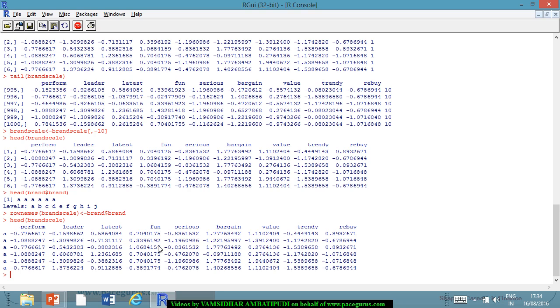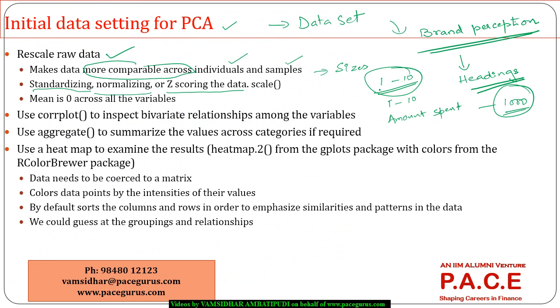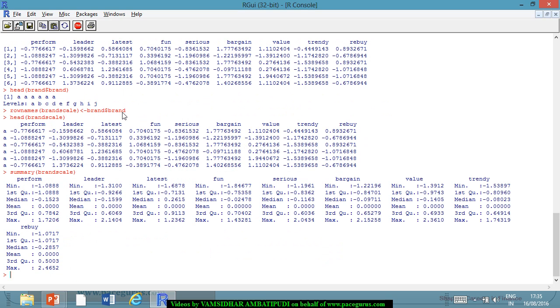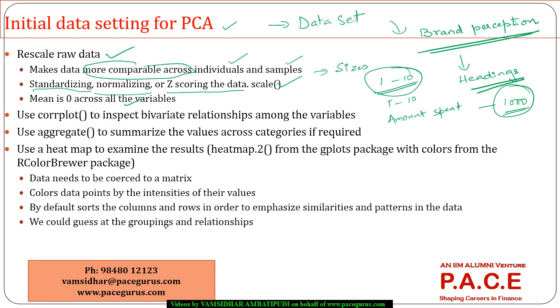But if I'm trying to add, okay, that's okay, we'll come back to it. Now once I have this scaled data, I can very well look at the intercorrelation. Now that I have scaled the data, I could see that the mean is 0 across all the variables. Let me do a summary of the brand scale. When I do it, I could see that the mean is 0 in all the cases because we are subtracting the mean and dividing it by the standard deviation. The mean is 0 always.